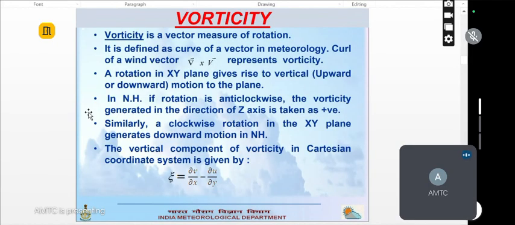Cyclonic vorticity in the northern hemisphere means it is a low pressure area. So what will be the direction? The direction will be upward. If it is clockwise, then there will be a sinking motion. Subsidence we call it. Then the vertical component, theta is equal to this. We are only interested in this: dv by dx minus du by dy. This is our simplified equation. For you, this much is okay. Try to understand the concept, and ask me the question if you want to understand it, because it is derived from the long equation and it is not a part of practicals.